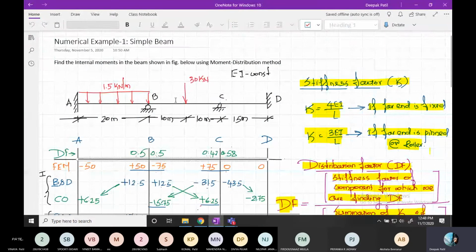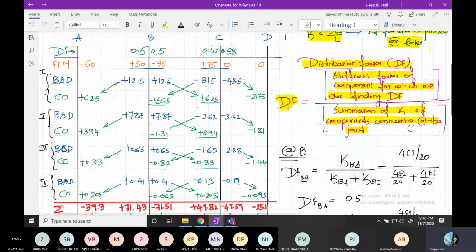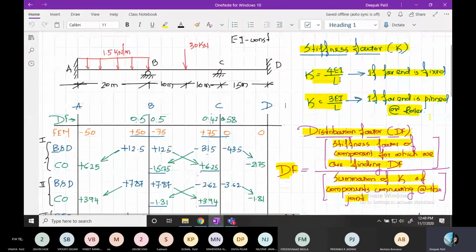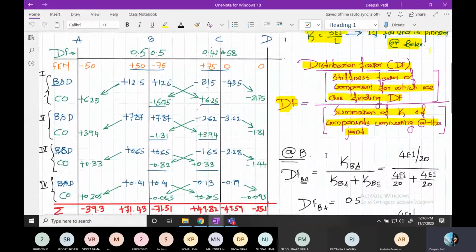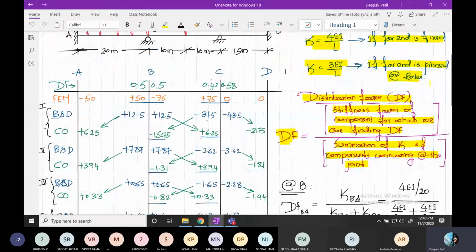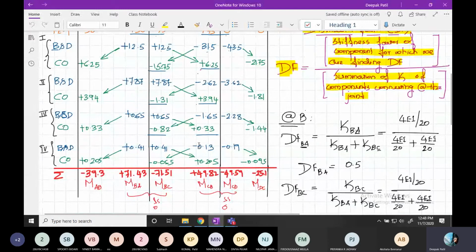Okay, students. In my previous class, we started with our moment distribution method, and I explained a numerical example using the moment distribution method. I told you a few things need to be calculated, that is the stiffness factor and the distribution factors. We'll see in our future numerical examples also how to do all those things. Then we have to do this simple table, which only involves multiplication, addition, and division. That's it. And at the end, you will get the final moments.